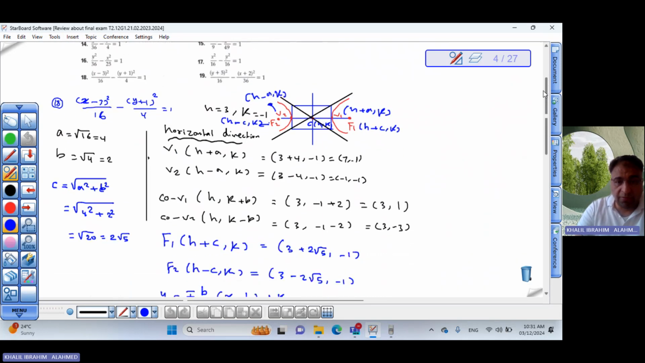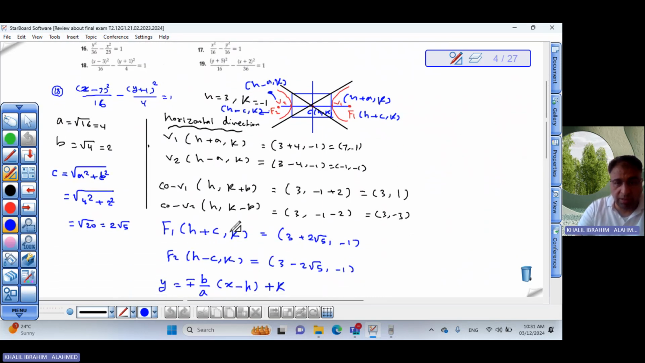For c, F1 and F2 are related to c: h plus c, h minus c, it's easy. 3 plus c, how to find c? This is c equals radical a squared plus b squared. 4 squared plus 2 squared, this is radical 20, equals 2 radical 5. Just substitute here: h plus c, this is 3 plus 2 radical 5, 3 minus 2 radical 5. k is constant, -1, -1 is the same.